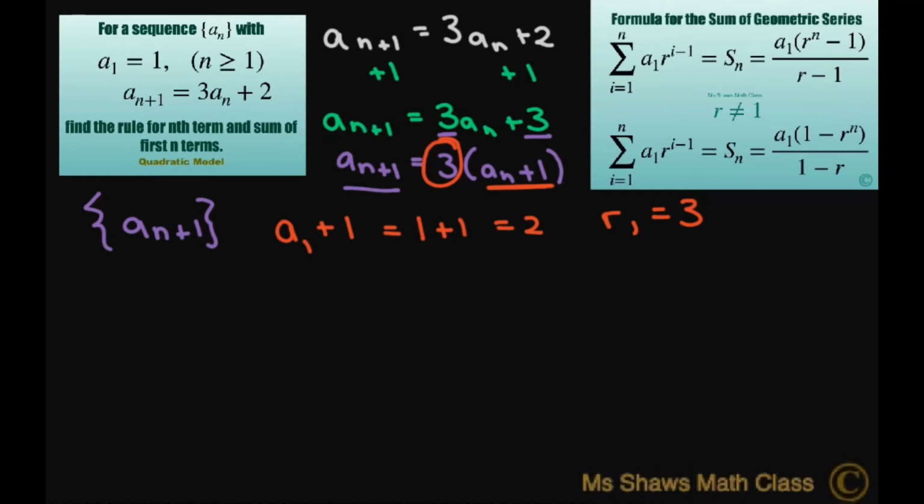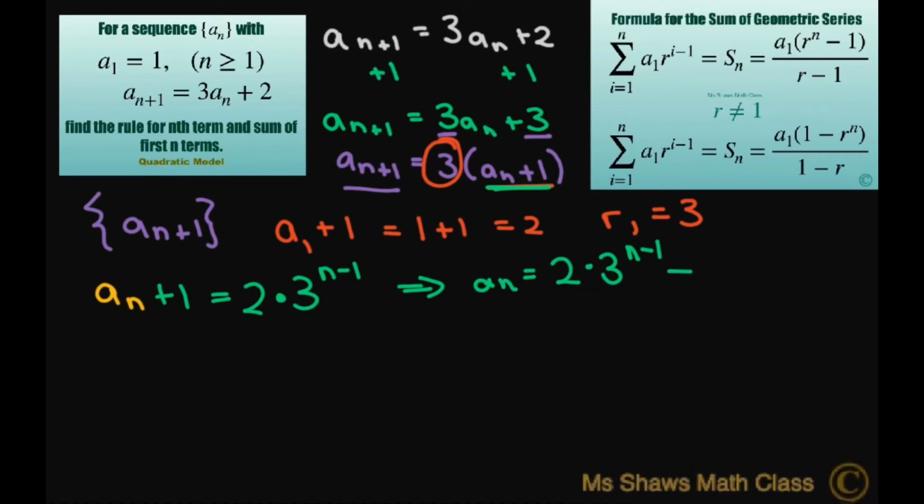Now that I have that, I'm going to find my formula. So a sub n plus 1 equals 2 times, using your formula, 3 to the power of n minus 1. All right, that's going to give a sub n equals 2 times 3 to the power of n minus 1, and then subtract this 1 here. So there's your rule for the nth term.